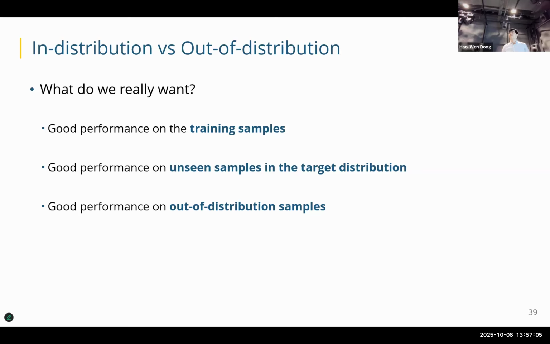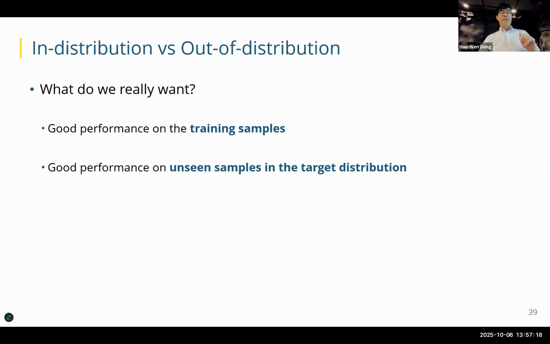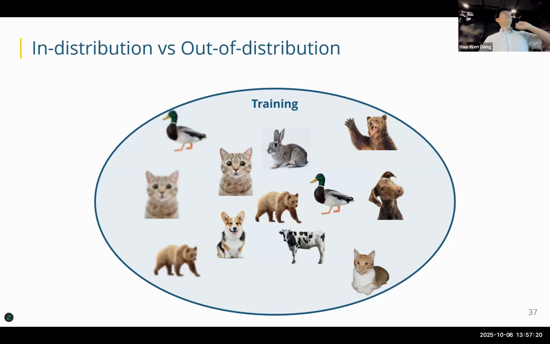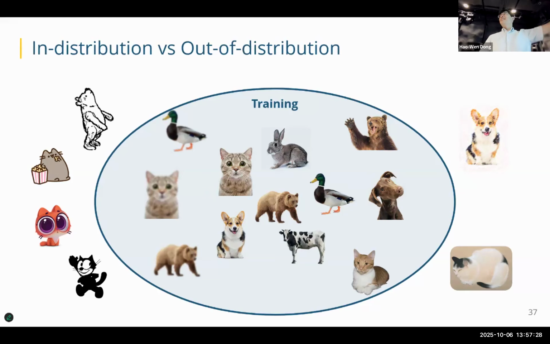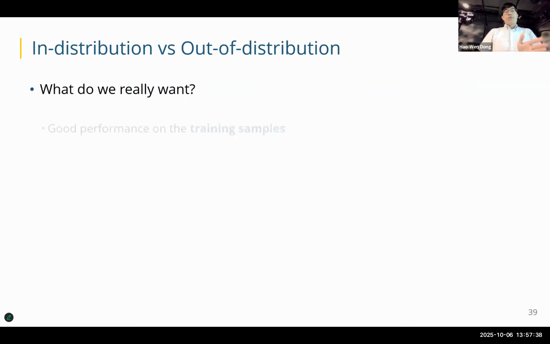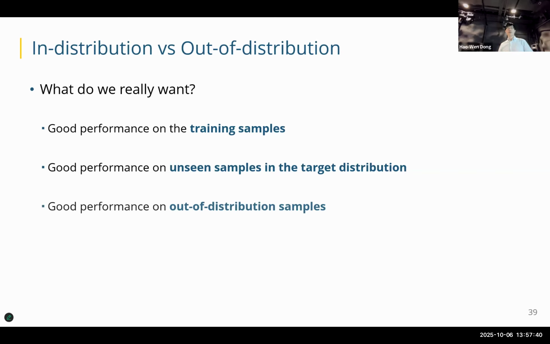Can you explain the difference between in the distribution and out of the distribution again? In distribution is basically the distribution that you care about. So think about the case here. You care about real animal classification. Do you care about these? You could care about these, but you can also choose not to care about these. So you always have to sort of scope it. So in distribution in this case is the scope that you are interested in. So, what do we really want?